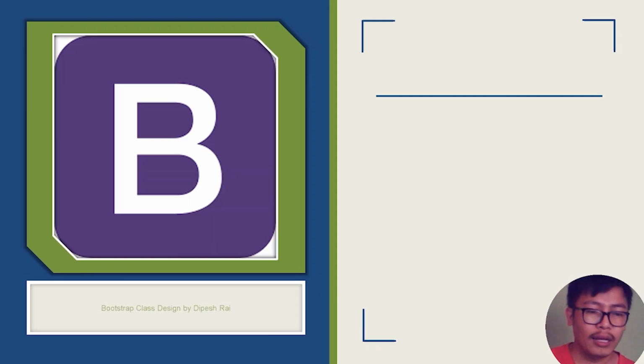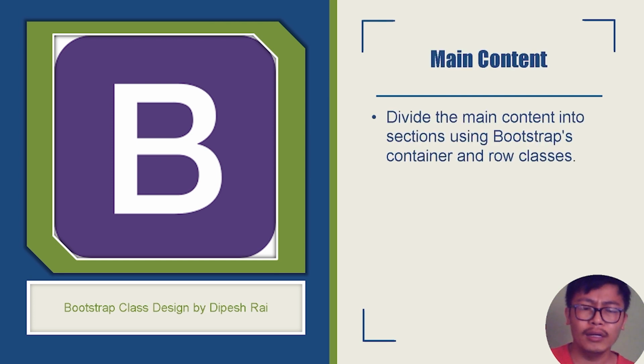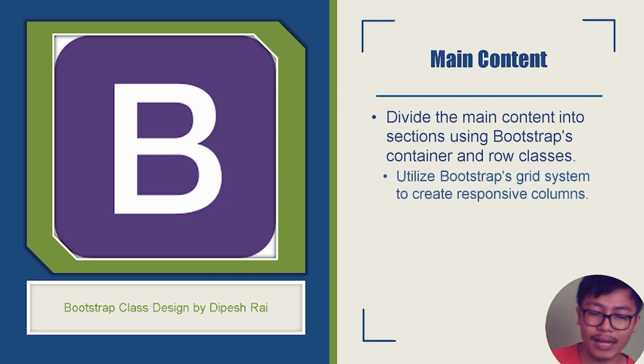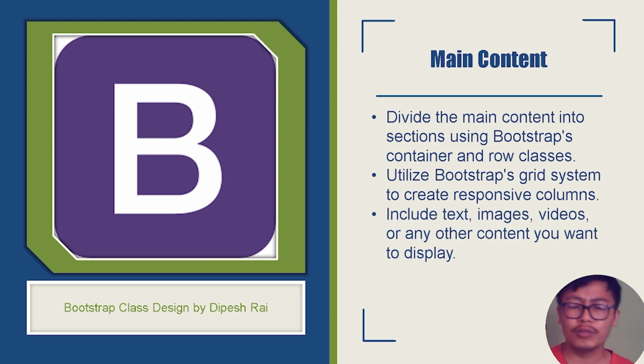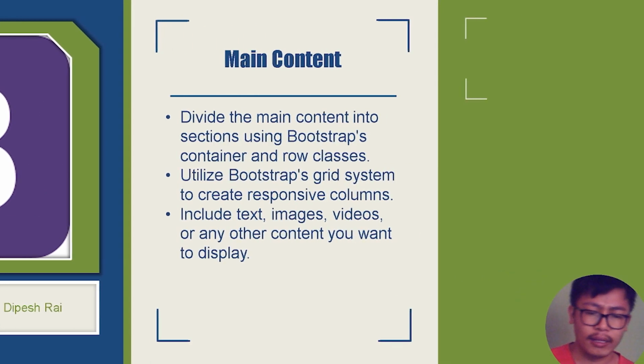In the main content, you will divide the main content into sections using Bootstrap container and row classes, and you will utilize the Bootstrap grid system to create responsive columns. You will include text, images, videos, or any other content you want to display.